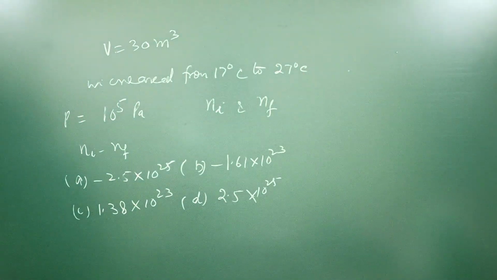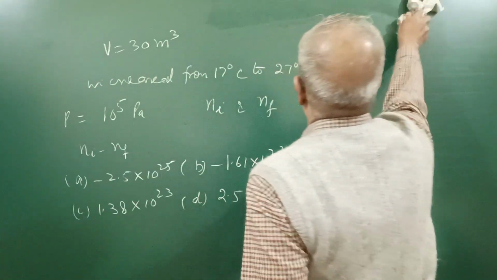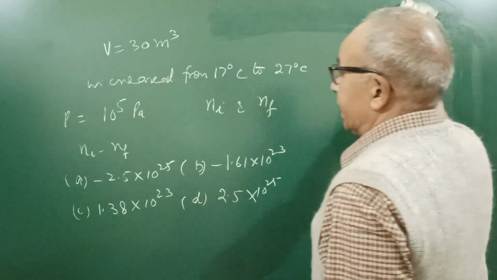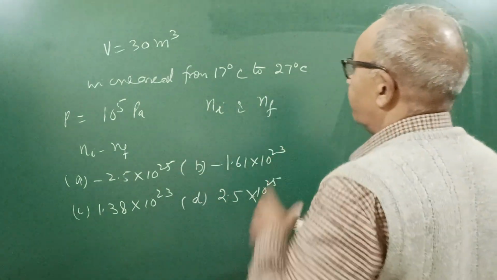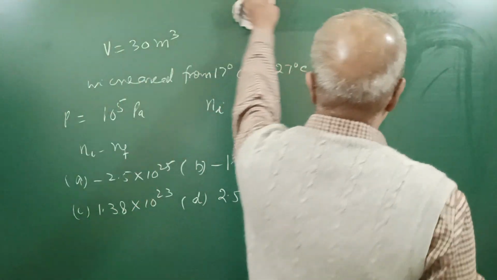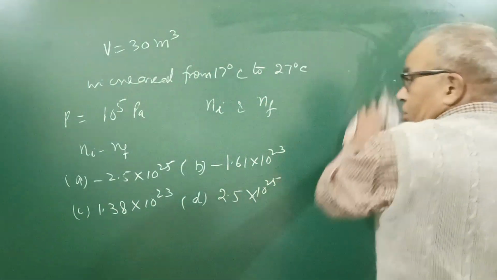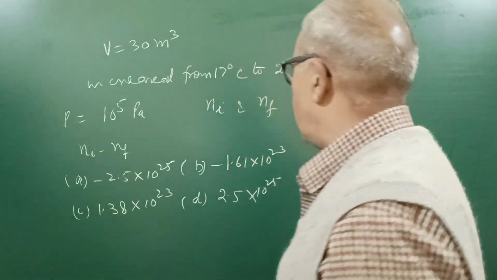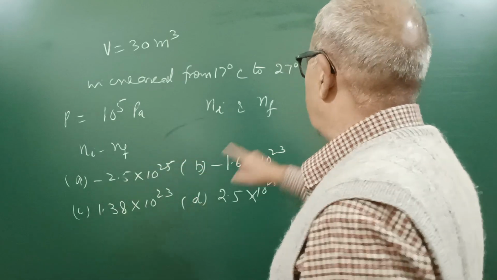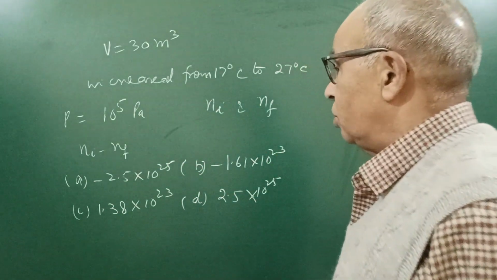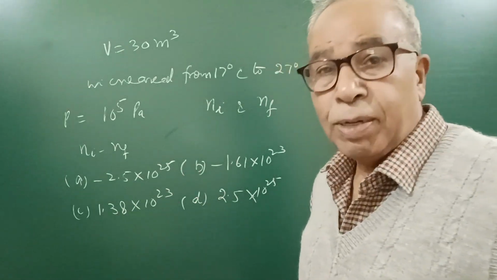The temperature of an open room of volume 30 meter cube is increased from 17 degree centigrade to 27. Atmospheric pressure is 10 to the power 5 Pascal. Ni is the initial number of air molecules and Nf is the final number. So what is Ni minus Nf?